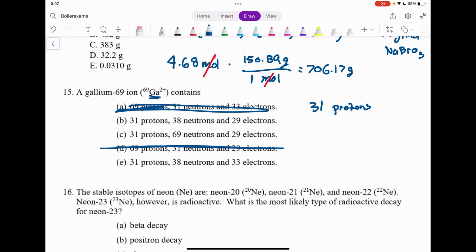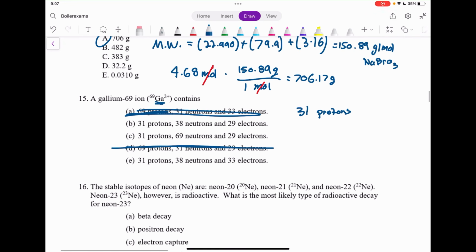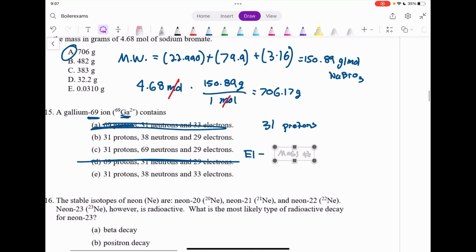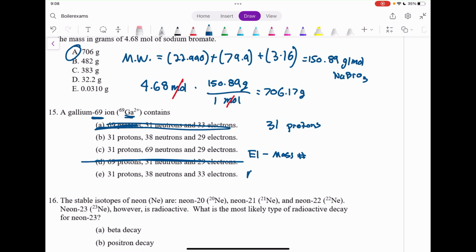Okay. And we also know, as was also mentioned earlier in this exam, whenever you have a dash number, like element dash number, the number that comes after the dash is always the mass number. I wrote mass number, not number mass. There we go. What comes after the dash is the mass number, and the mass number is protons plus neutrons.